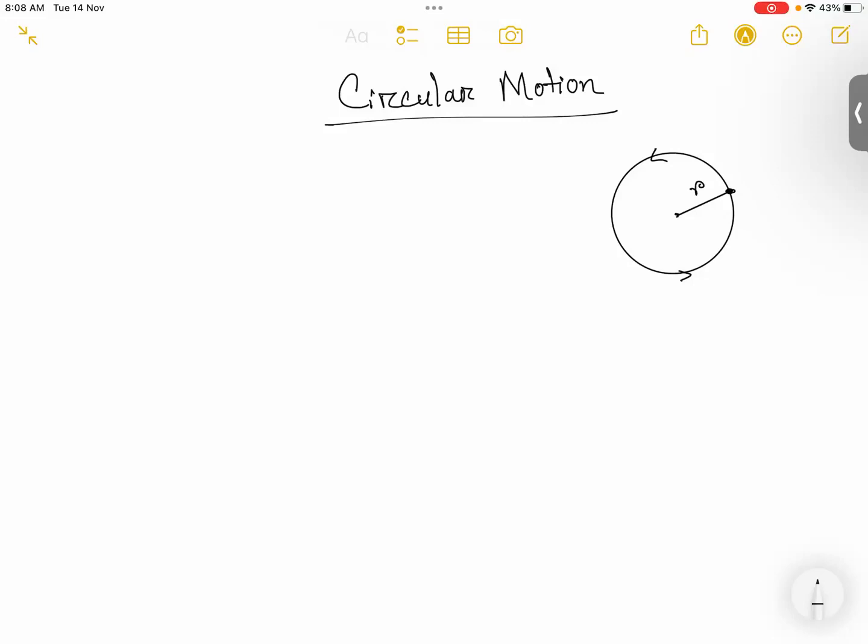So we'll basically develop the theory of circular motion, and we'll connect this with the real life examples. We'll see 4 or 5 examples today.